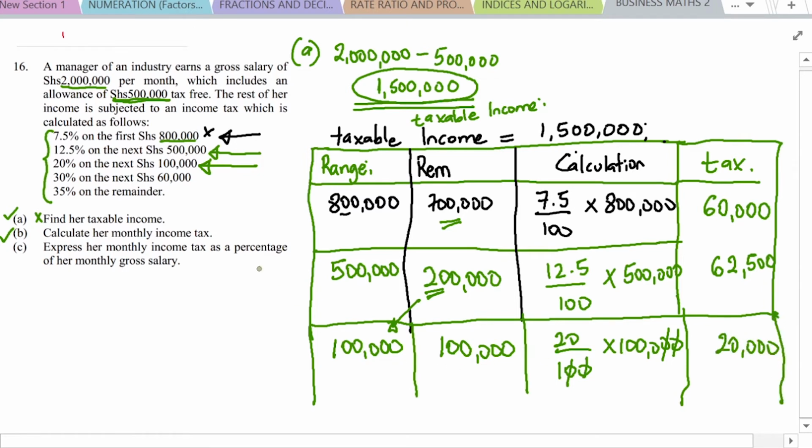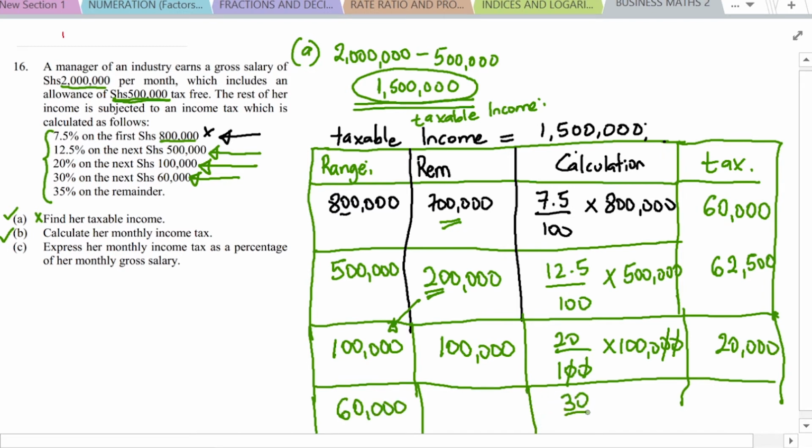Like that. So that is also done. So we'll get to the next 60,000, which is this right there. In the next 60,000, we're going to apply a tax rate of 30%. So we continue. The question says in the next 60,000, we are going to apply a tax rate of 30%. So it's 30 over 100 times the 60,000.